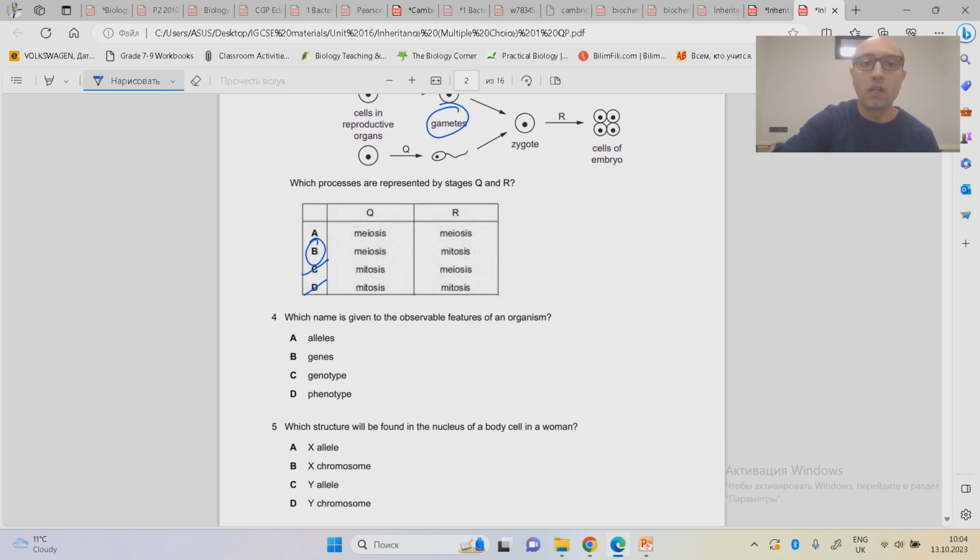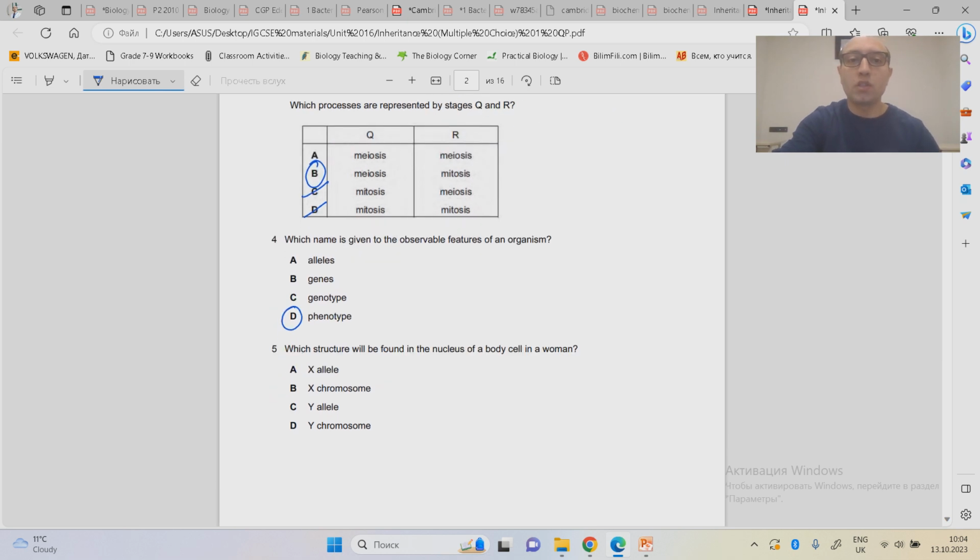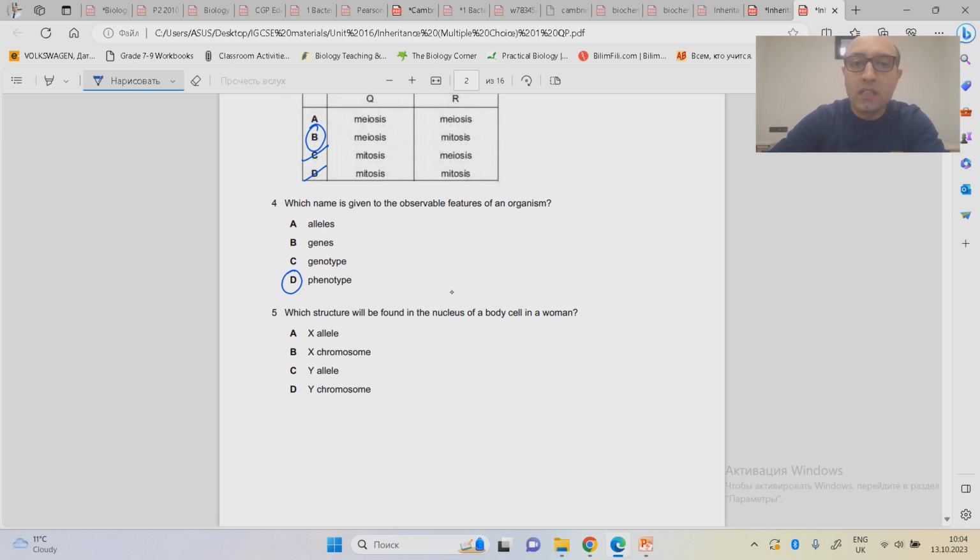R is mitosis. Which name is given to observable features of an organism? We wrote in the lesson that this is known as phenotype. Which structure will be found in the nucleus of a body cell in a woman? You know that in the nucleus we have chromosomes, or we can also use DNA. So there's no X allele, this type, or Y allele. So in woman there is X chromosome, B, because Y chromosome, as you know, belongs to the males.